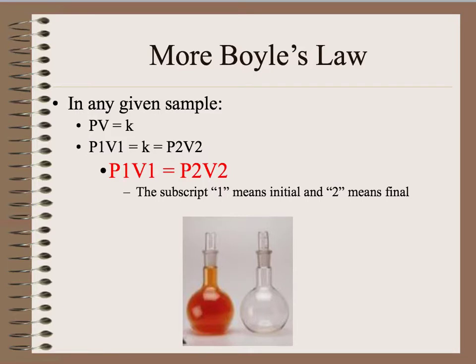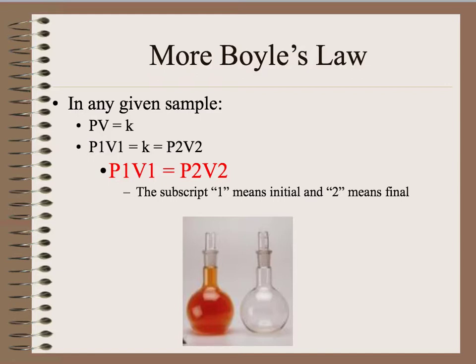So based on that information, Mr. Boyle came up with a formula that relates pressure and volume if they change with each other. And so that's what this is right here. We had P times V equals a constant. Well, then P1, the initial pressure times the initial volume, would have to equal the new pressure times the new volume. So he came up with this, P1V1 equals P2V2.